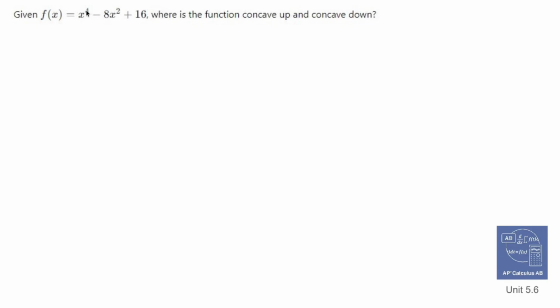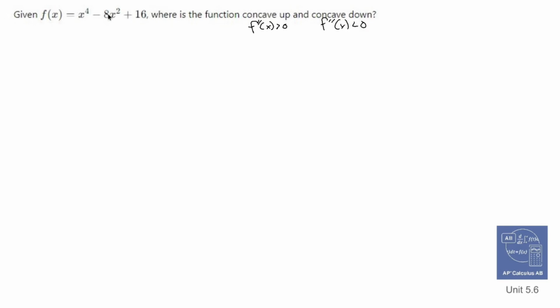Given f of x equals x to the fourth minus 6x squared plus 16, where is the function concave up and where is it concave down? Well, a function is concave up when your second derivative is positive. It's concave down when your second derivative is negative.